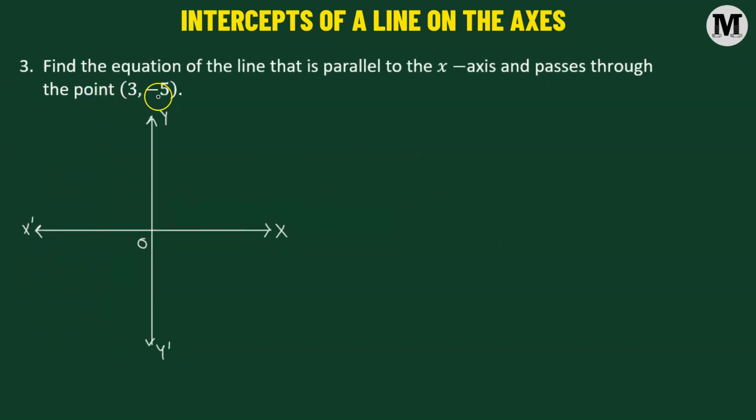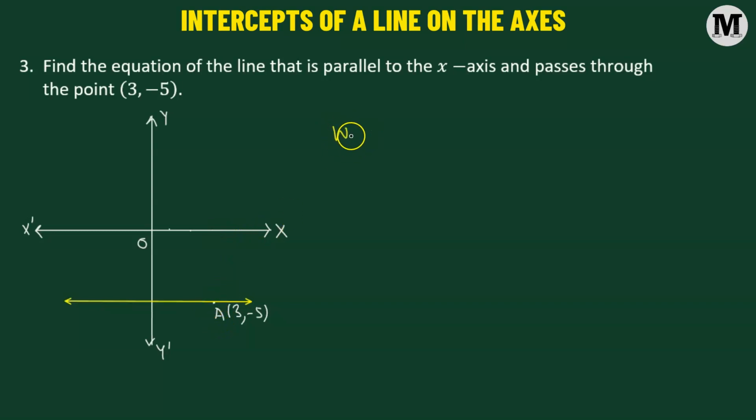Problem number 3. We need to find out the equation of the line that is parallel to the x-axis and is going to pass through the point (3, -5). So (3, -5) means we go 3 units along the positive direction of the x-axis and then 5 units below the x-axis. So let's say the point (3, -5) lies somewhere here. Let's name it as point A. Now we're going to draw a line passing through this particular point A in such a fashion that it is parallel to the x-axis. Okay, so this is the line which passes through the point A (3, -5), and it's parallel to the x-axis. Our goal will be to determine the equation of this line.